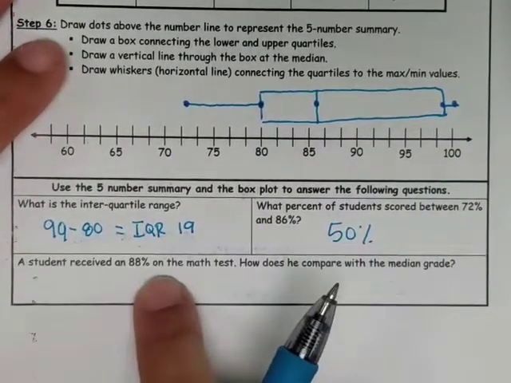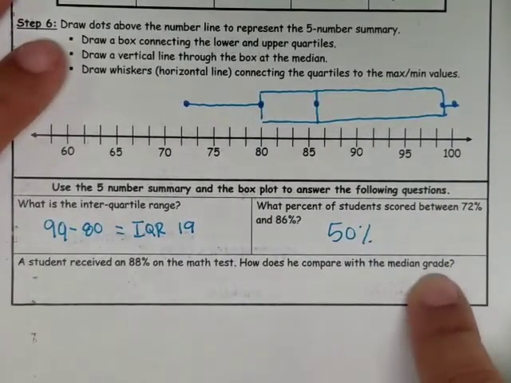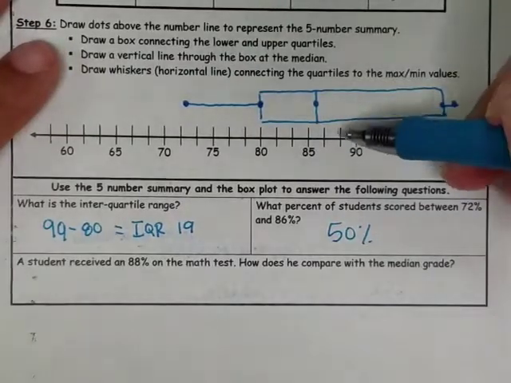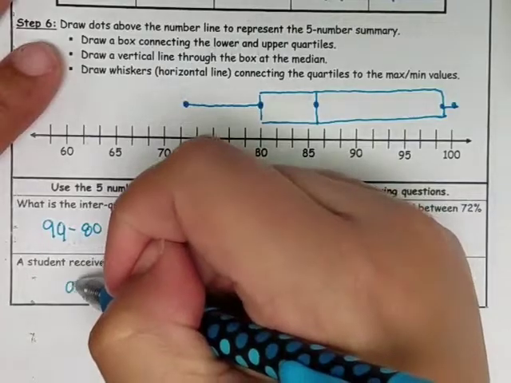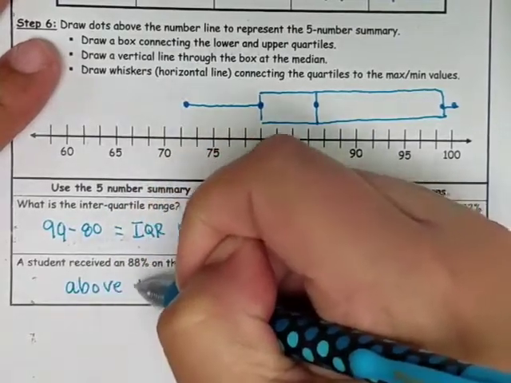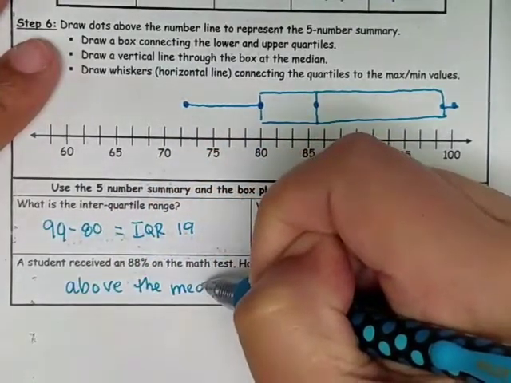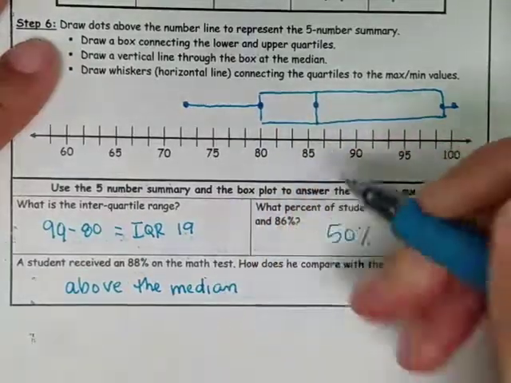A student received an 88 on the math test. How does he compare to the median grade? So an 88 would be up here. So he is above the median. So he's above the 50% of the data.